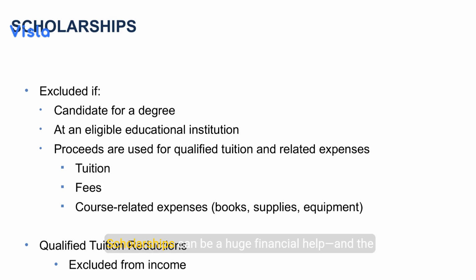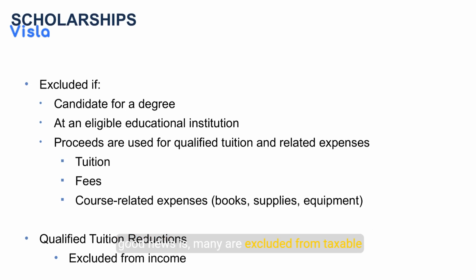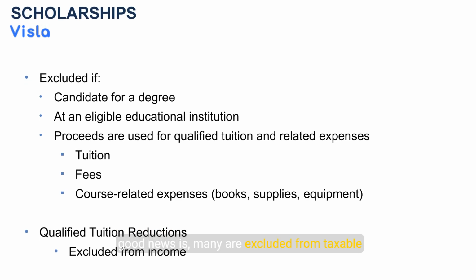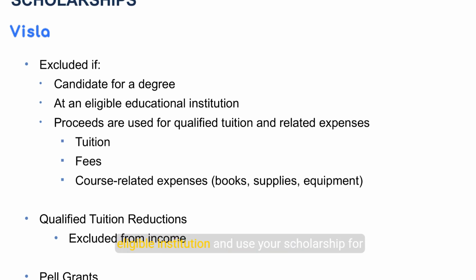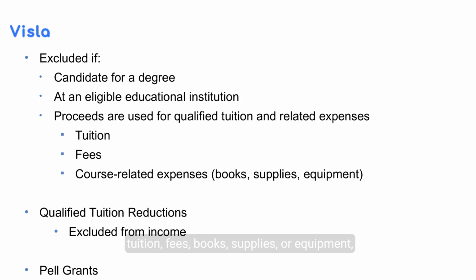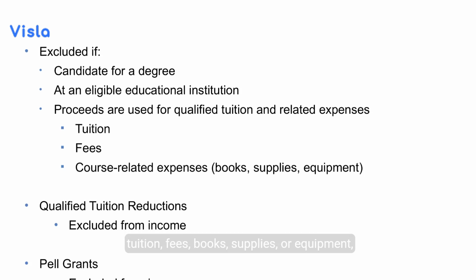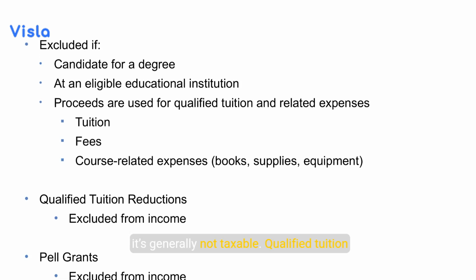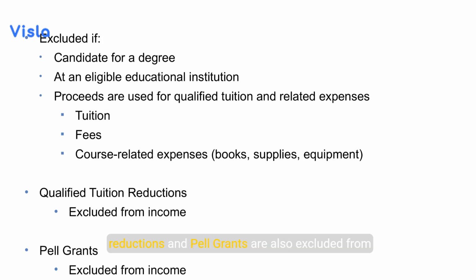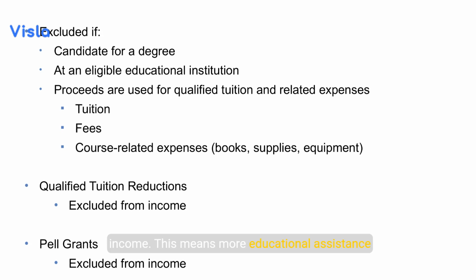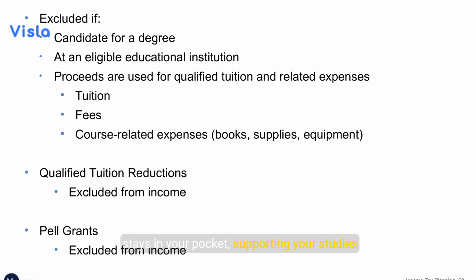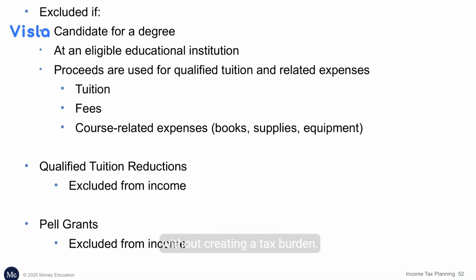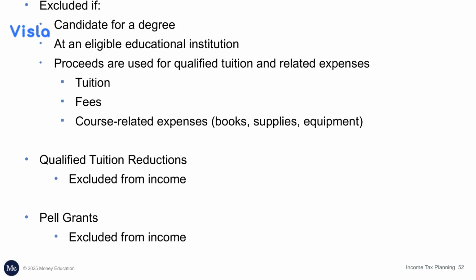Scholarships can be a huge financial help, and the good news is, many are excluded from taxable income. If you're pursuing a degree at an eligible institution and use your scholarship for tuition, fees, books, supplies, or equipment, it's generally not taxable. Qualified tuition reductions and Pell Grants are also excluded from income. This means more educational assistance stays in your pocket, supporting your studies without creating a tax burden.